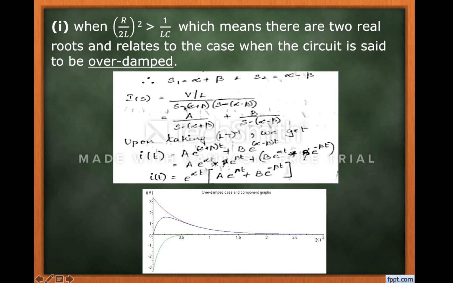Accordingly, you'll have the terms split up as (s - s1)(s - s2), where s1 is nothing but alpha plus beta, and s2 is nothing but alpha minus beta. So applying the partial fraction method, you will be getting this term as A/(s - alpha + beta) plus B/(s - alpha - beta). Now let us not get involved in solving what A and B are. Let us try to focus on the graph which we will be getting.